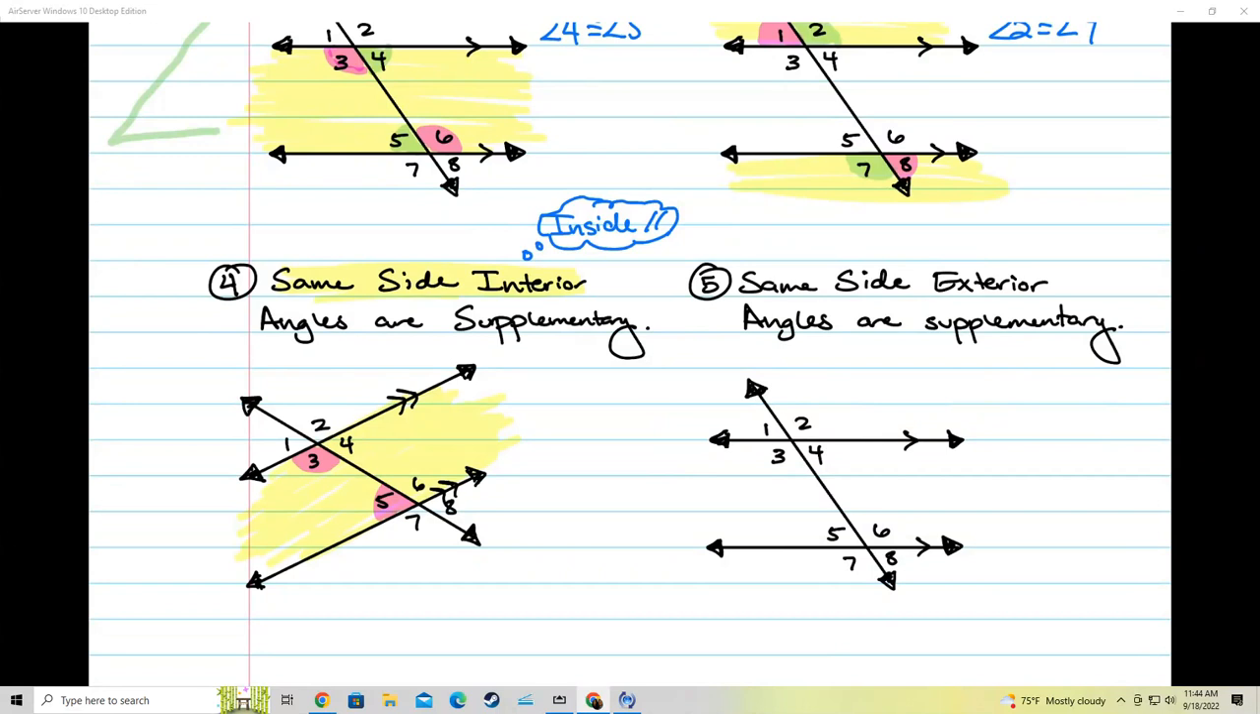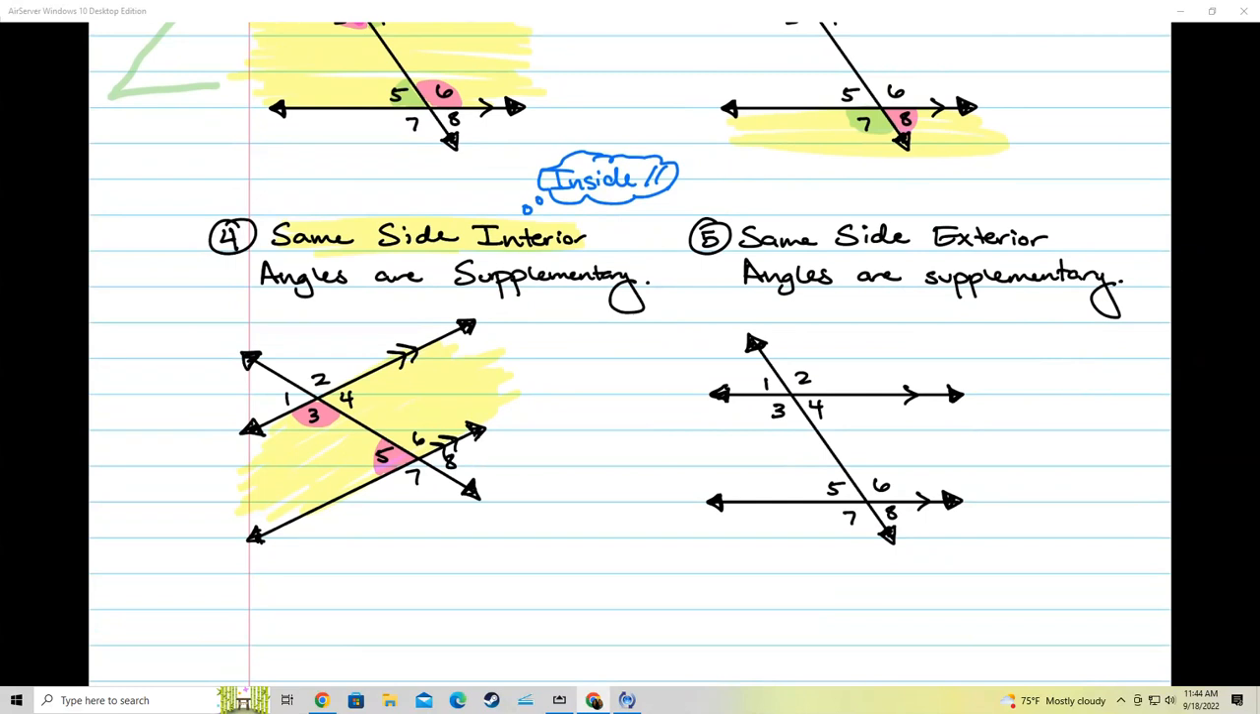Okay. Here's where it gets interesting. When I look at angle 3, this one right here, look how open that angle is. This angle is obtuse. Take a look at angle 5. That angle is very closed. It is not that open. This angle is acute.